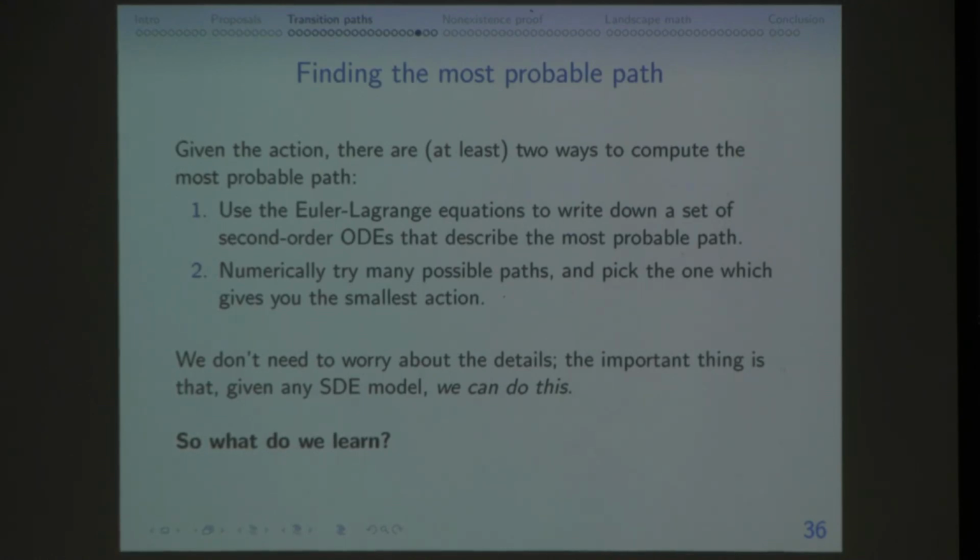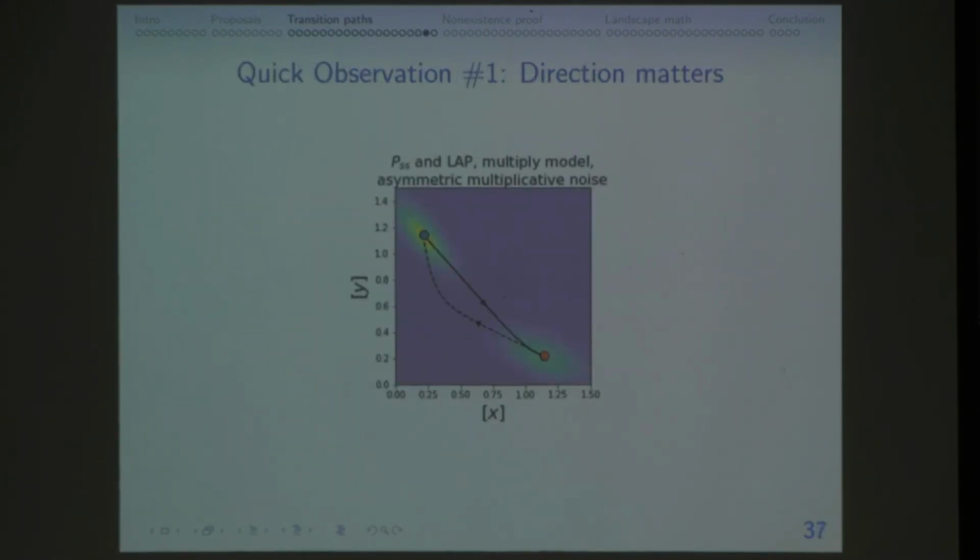Anyway, the details aren't that important for our purposes. The important thing is that you can do this. If you give me a model and ask what's the fastest or most likely way to get from point A to point B in time t, I can give you an answer. And it doesn't have to take that long. You can run some of these things in a couple seconds. So what do we learn?